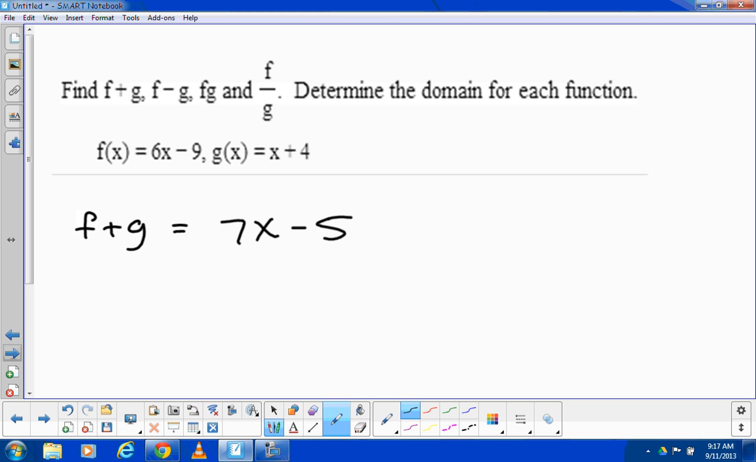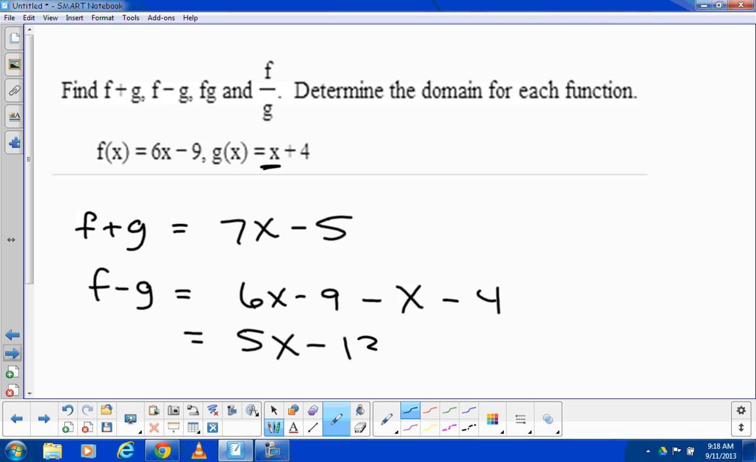Now, with subtraction, though, I'm going to be a little bit more careful. I'm going to write this one down. So f minus g, this will be 6x minus 9. Now, when I subtract the g function, you've got to distribute that negative. You don't just subtract the first term, you subtract all the way through. So it ends up being minus x, but then minus 4. Now let's clean it up. That would be 5x minus 13.